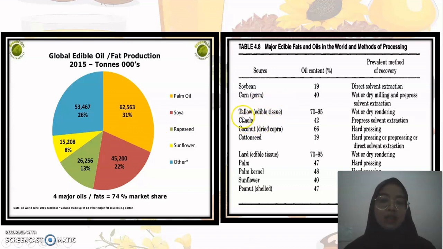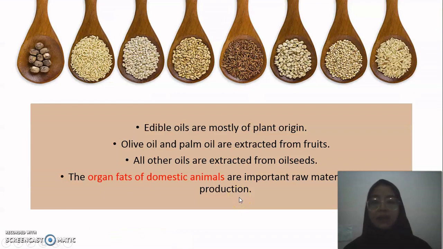And here we have tallow and lard for fat production. You can get fat from tallow and lard. Other than this, we can get oil from plants: soybean, corn, canola, coconut, cottonseed, palm, sunflower, and peanut. So edible oils are mostly of plant origin. Olive oil and palm oil are extracted from their fruits, and all other oils are extracted from their oil seeds. These are some of the seeds, as you can see here. And raw materials for fat production we get from animal organ fat. They will extract the fat.